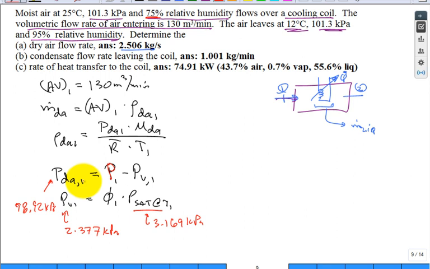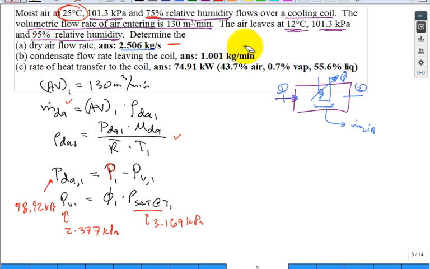Once I have the density, I multiply and I get the mass flow rate. The mass flow rate comes in at 2.506 kilograms per second. If I round it off to 3 digits, 2.51 kilograms per second, because the temperature really is how many digits?